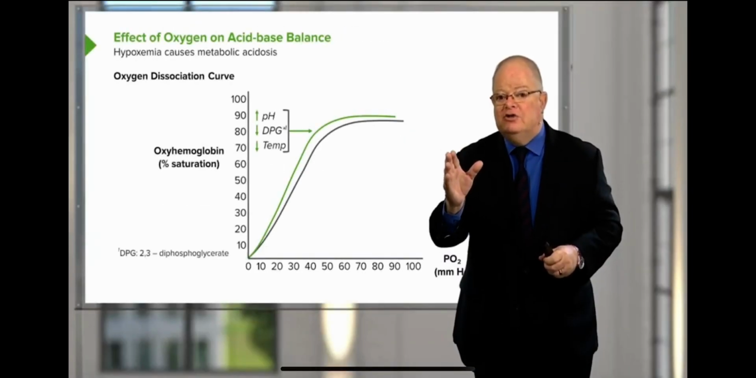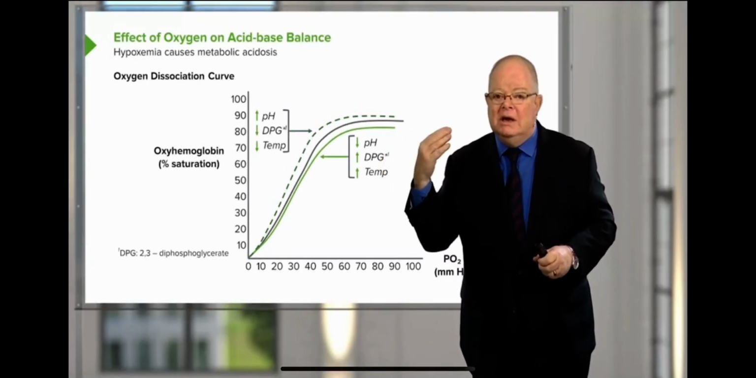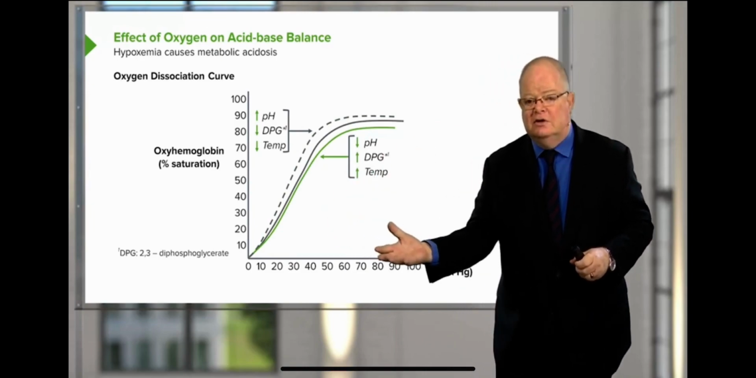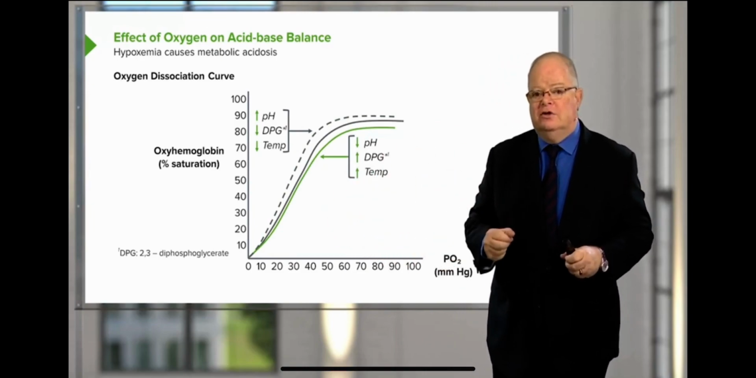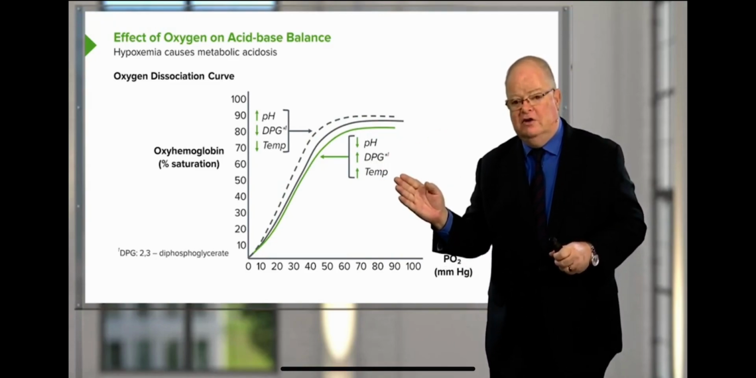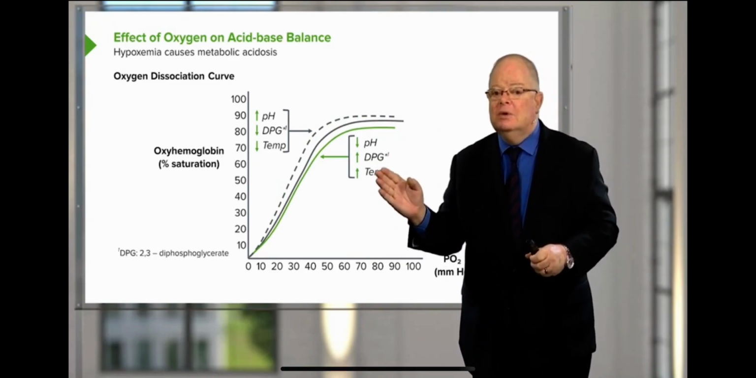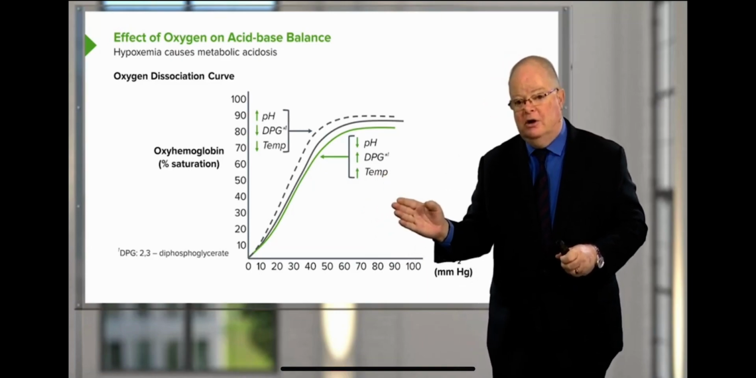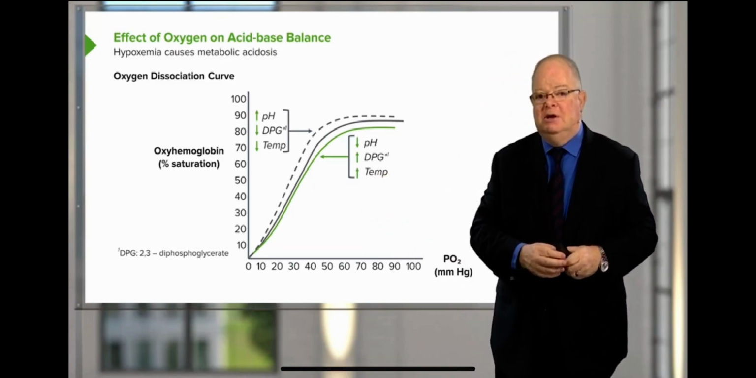On the other hand, a shift to the right will allow more easy delivery of oxygen to tissues. It's easier for oxygen to be released by hemoglobin when the oxyhemoglobin dissociation curve moves to the right. And this can occur with acidosis, with hyperthermia, and with increases in DPG.